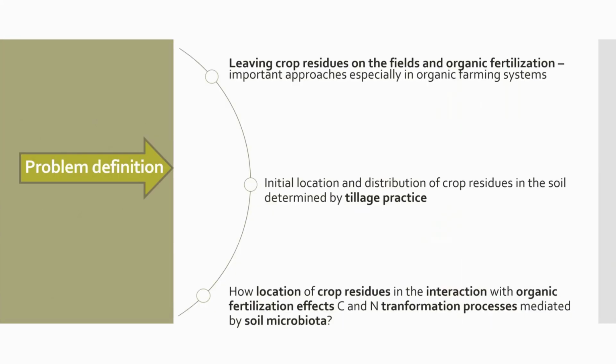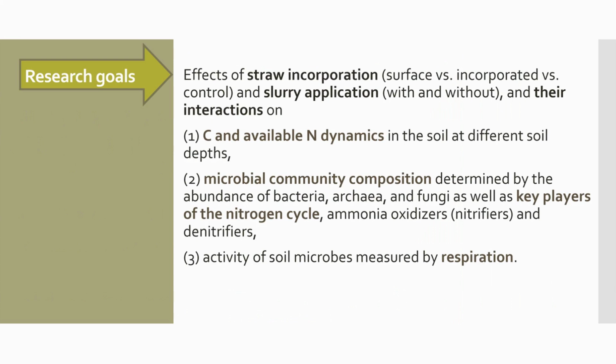There is little known about how the location of crop residues in interaction with organic fertilization affects carbon and nitrogen transformation processes mediated by soil microbiota. So, we investigated the effects of straw incorporation, slurry application, and their interactions on carbon and available nitrogen dynamics in the soil at different soil depths, on microbial community composition determined by the abundance of bacteria, archaea, and fungi, as well as key players of the nitrogen cycle, and on the activity of soil microbes measured by respiration.